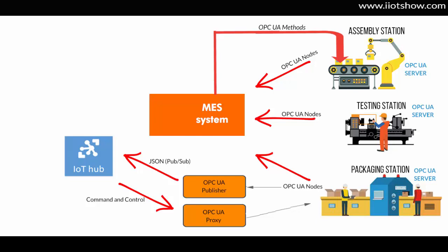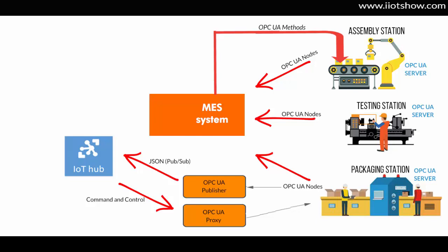So our production line in this simulation manufactures parts, right? And it is composed of an assembly station, a test station, and a packaging station. And the manufacturing execution system monitors each station through OPC UA nodes that are updated by the production line simulation, right? And then the MES also calls OPC UA methods to control the stations and pass the product from station to station.